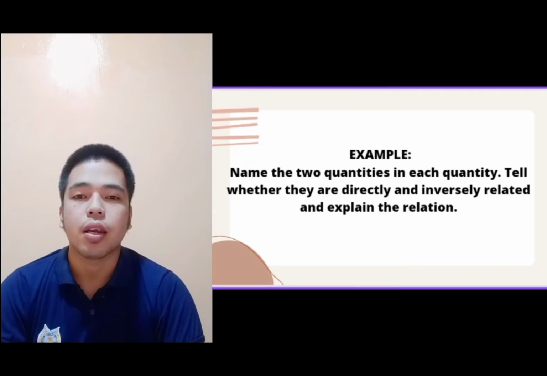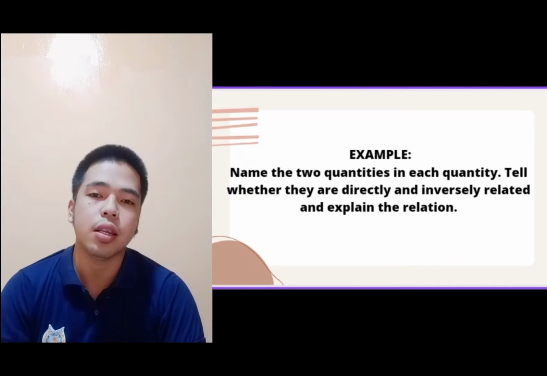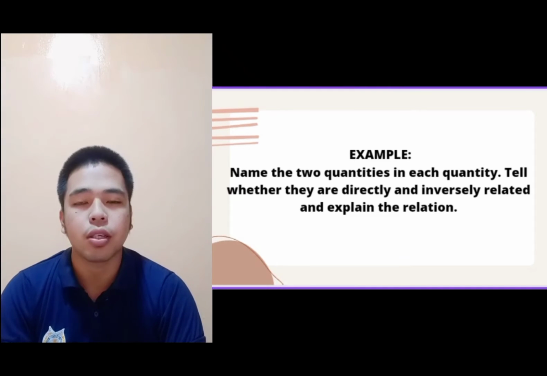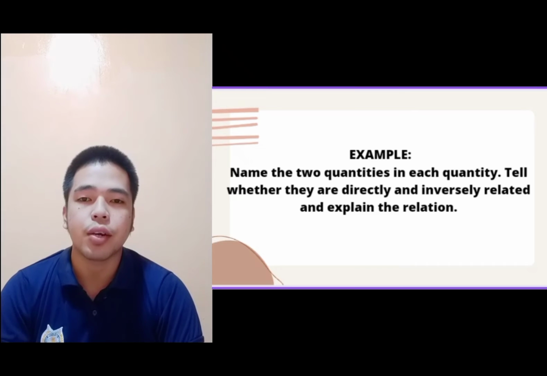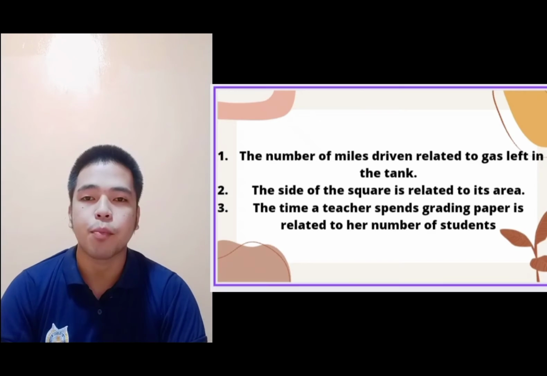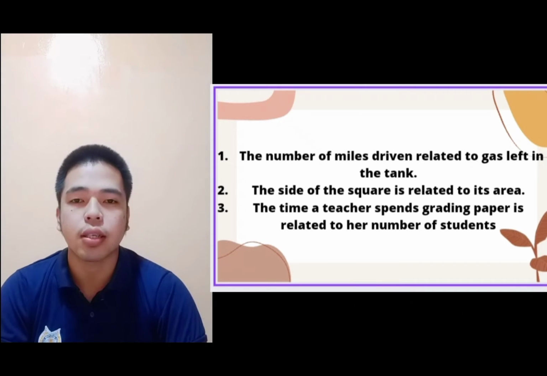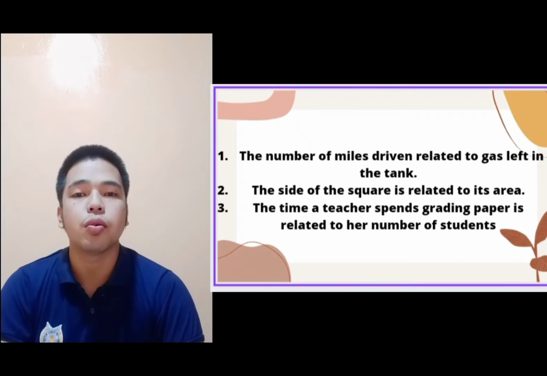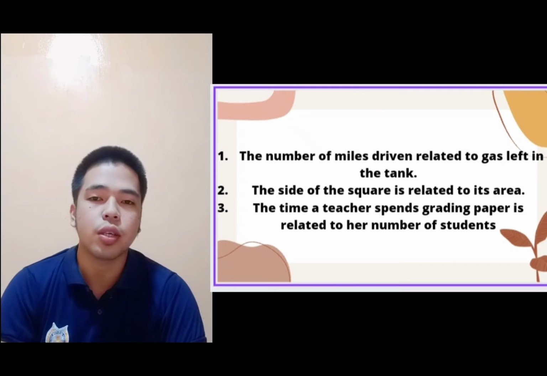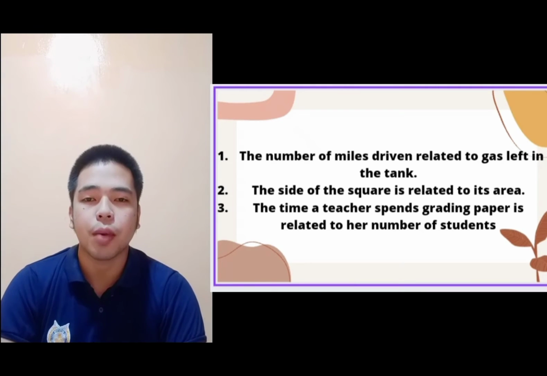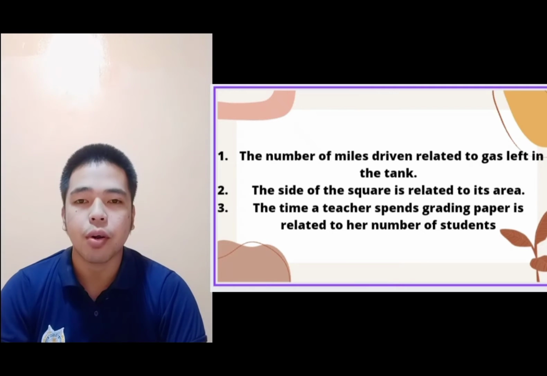Example: name the two quantities in each situation. Tell whether they are directly or inversely related. Explain the relation. Example number 1. The number of miles driven is related to the gas left in the tank. Number 2. The side of the square is related to its area. Number 3. The time a teacher spent grading papers is related to her number of students.